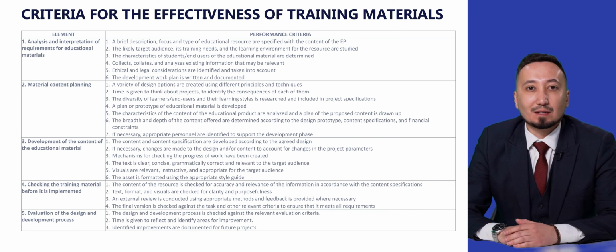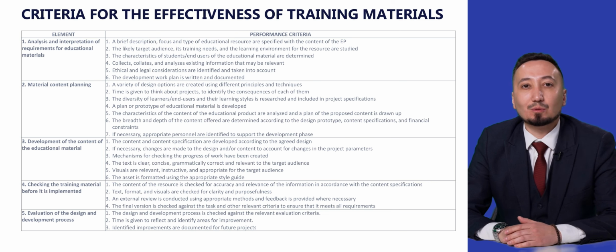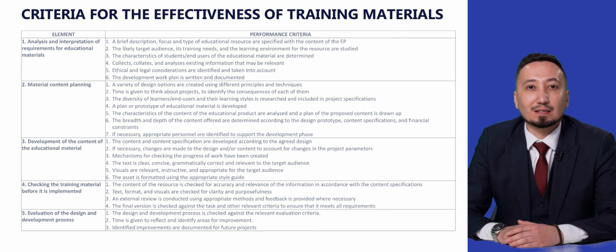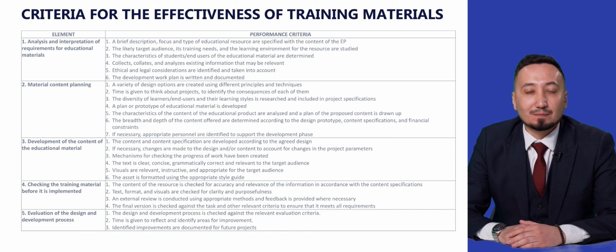And the last element, evaluation of the design and development process. Its criteria are: 1. The design and development process is checked for compliance with the relevant evaluation criteria. 2. Time is given to reflect and identify areas for improvement. 3. The identified improvements are documented for future projects.